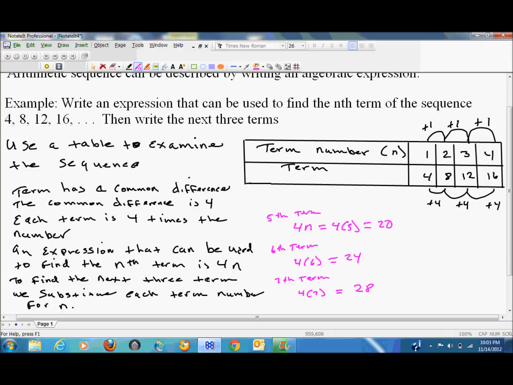So again, once we see what our common difference is and see that the term number is changing by a constant number, then we can look at the relationship between your term and your term number. In our case, we saw that the relationship was 4 times that term number. So then we can create an expression, which was 4 times n, or 4 times any number. And we can come up with the actual nth term. Have fun with it.